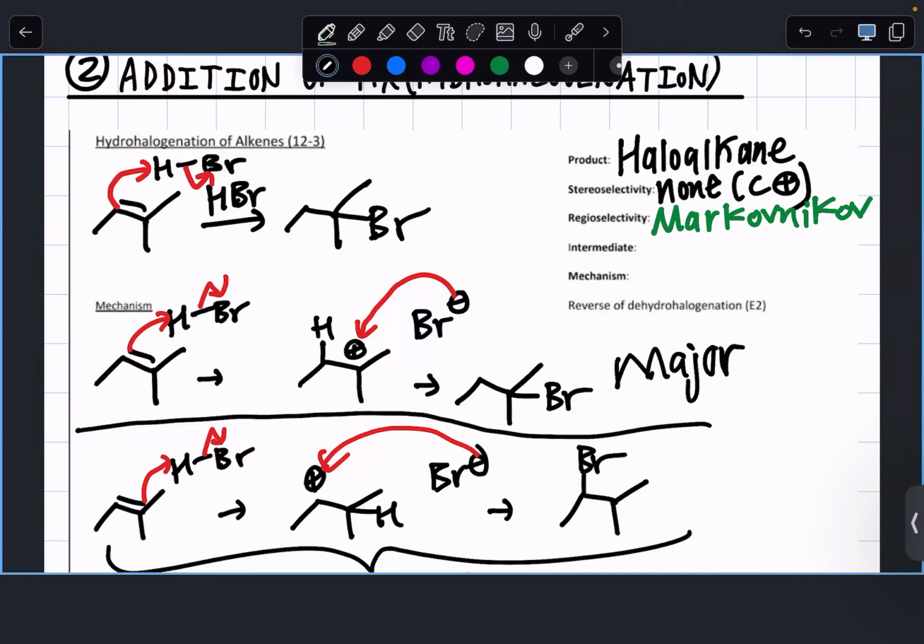The intermediate that was formed is a carbocation intermediate. This mechanism is called electrophilic addition. Because the very first step that happened was that we added this electrophile or hydrogen onto the alkene to form this carbocation intermediate, and then the nucleophile bromine attacks that carbocation intermediate to give us the final answer here.